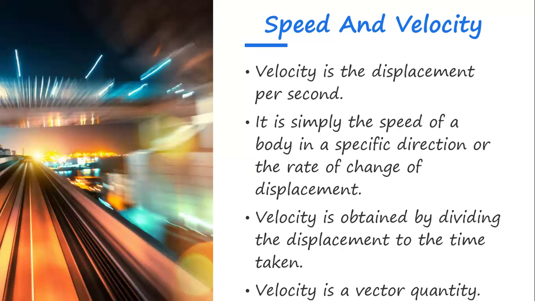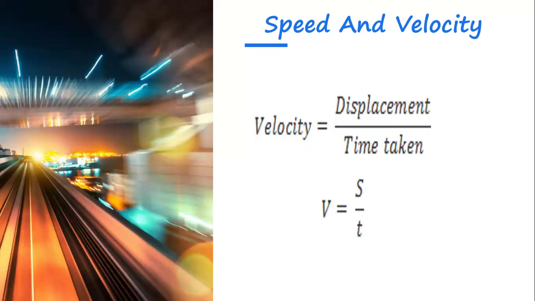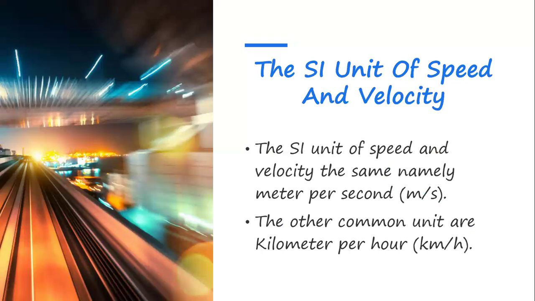We obtain speed by taking distance upon time, but we obtain velocity by taking displacement upon the given time. Velocity is a vector quantity as it has magnitude and direction, but speed has only magnitude. So from there you can get the other difference: speed is a scalar quantity while velocity is a vector quantity. Velocity equals displacement upon time taken. Mathematically it is abbreviated as v equals s upon t.